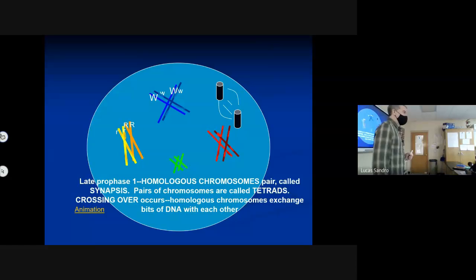Questions so far? Okay. Now, what's coming next? What's going to happen next? Yeah, metaphase 1, we're going to call it. And what's it going to look like? Can you see it? What's different? How's it different from mitosis?